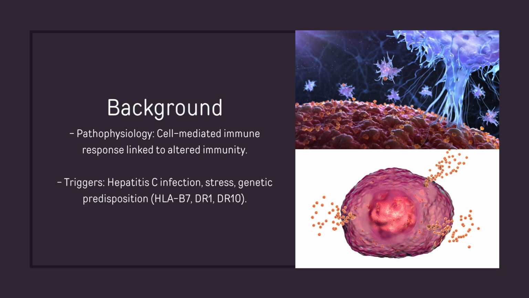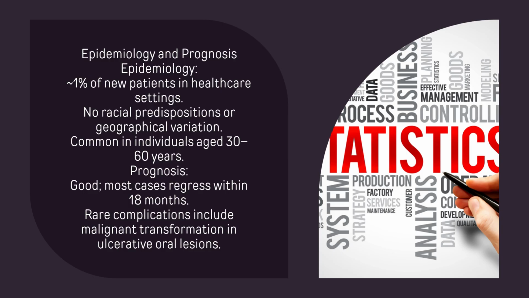The pathophysiology ties back to a cell-mediated immune response, but triggers are diverse. Hepatitis C infection is a key association. Stress and genetic predispositions, HLA-B7, DR1, DR10, also play a role. Epidemiologically, it affects about 1% of new healthcare patients, often between ages 30 to 60, with no racial or geographical predisposition.